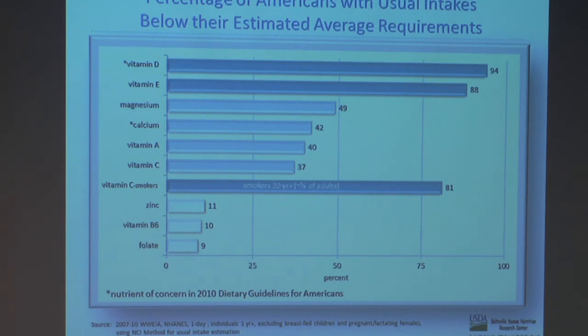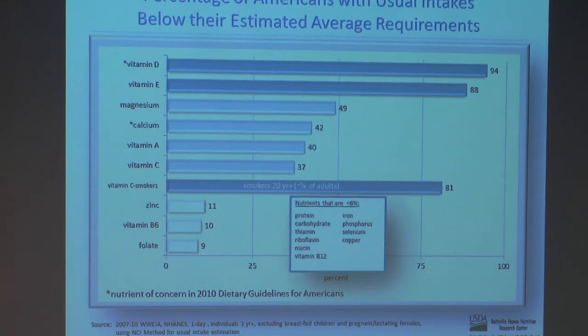For zinc, B6, and folate, we're not doing too bad. And for these remainder nutrients, less than 6% are below their recommendation for the nutrient.